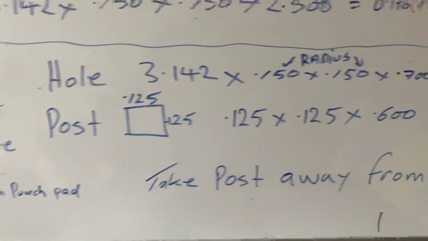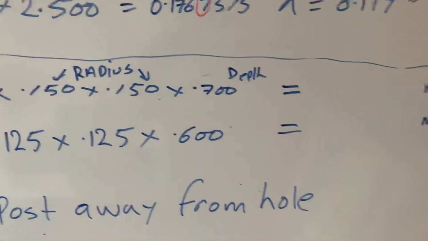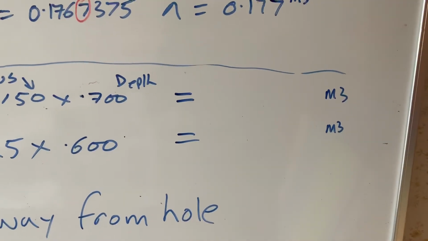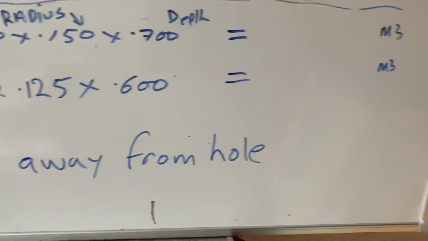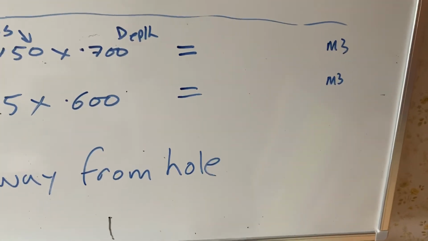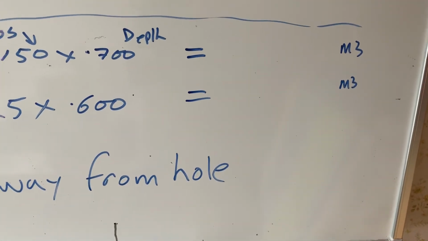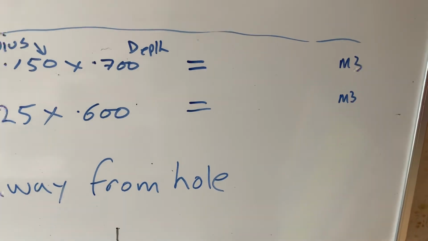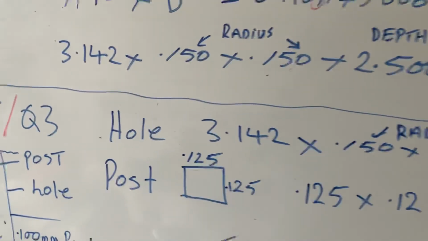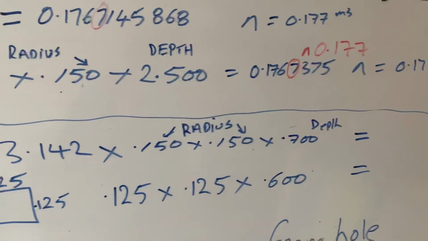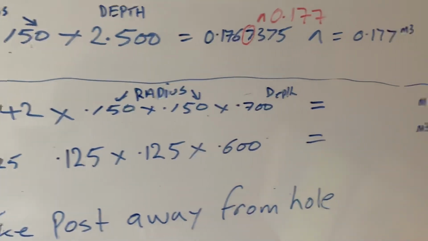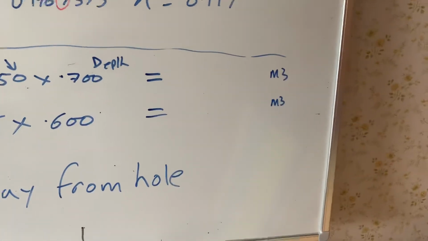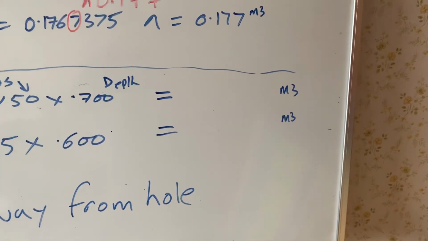Now, when you've figured out what the volume of your post is, you take the volume of your post away from the volume of the hole, right? And then you're left with the volume of concrete in that hole. Okay? So your hole first, then your post. You take your post away from your hole, and that's what you're left with is the volume of concrete in that one hole.